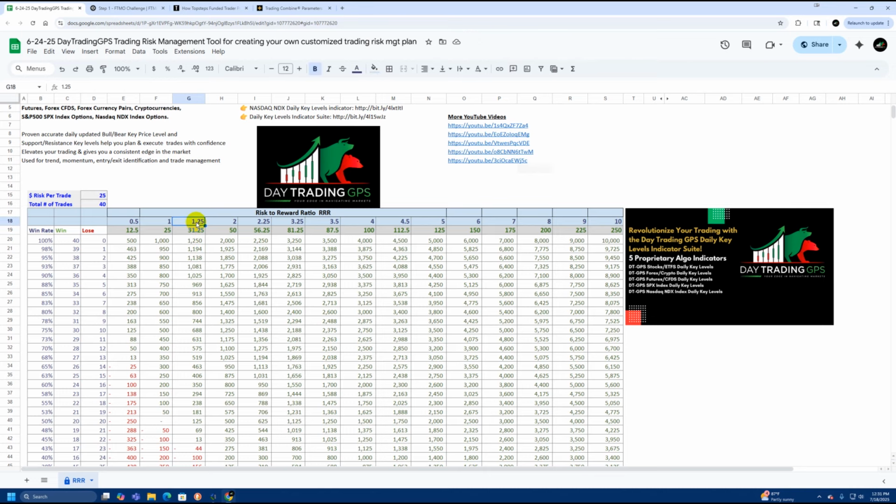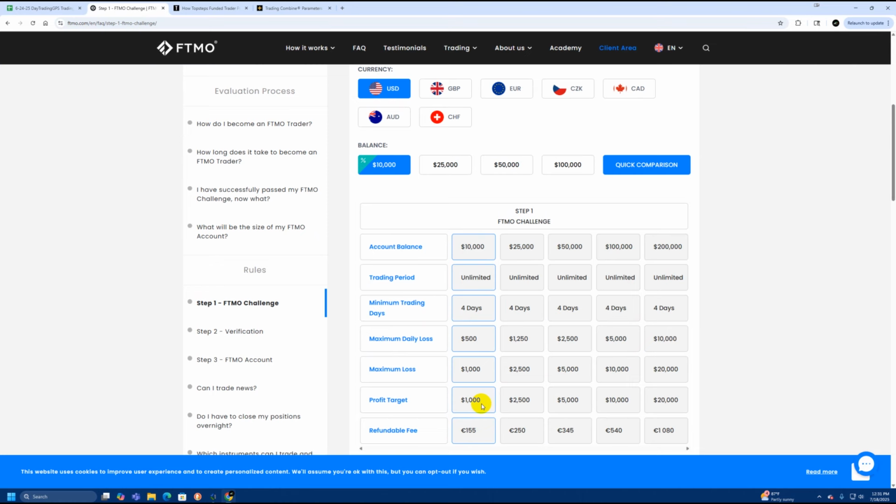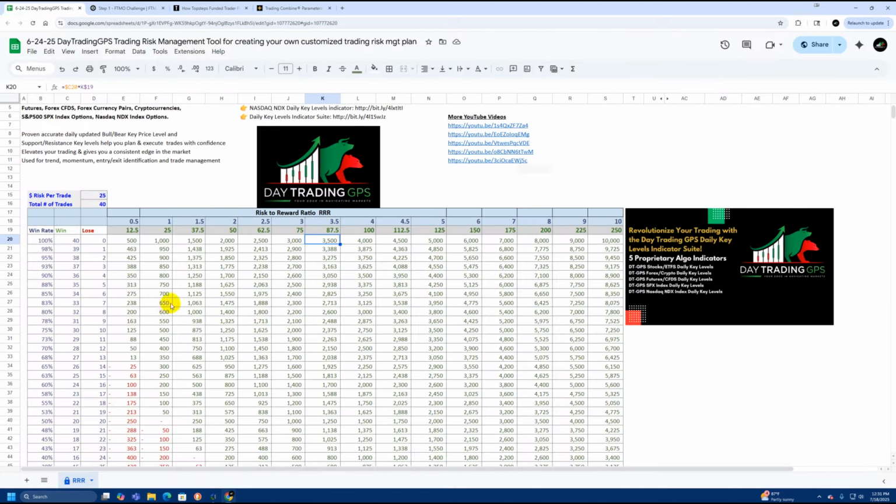And let's just go back and change these to what they were before. So now these are changed back to what they were before. So here, remember, you're looking for a $1,000 profit target. Your maximum loss over the trading challenge period is $1,000. So you're looking at where you have to be to have at least $1,000 profit over that period.